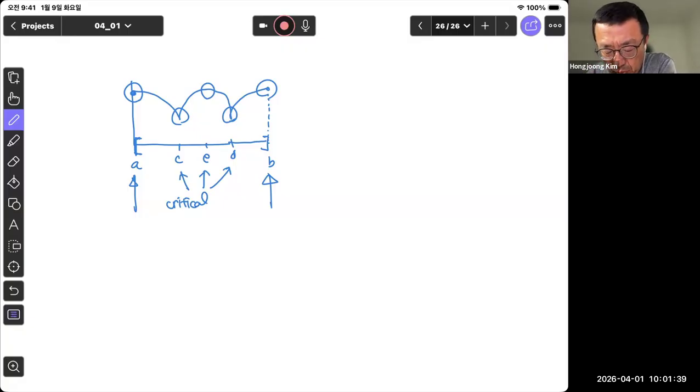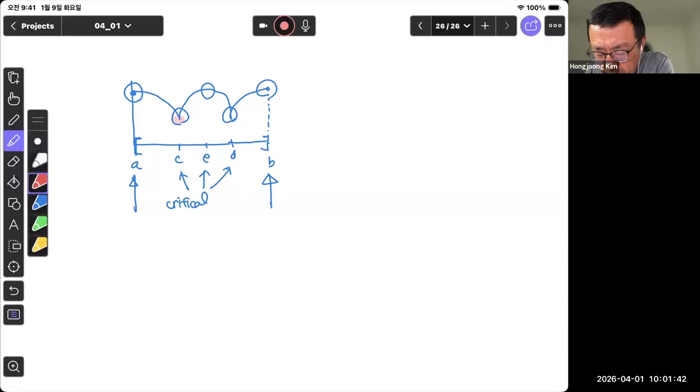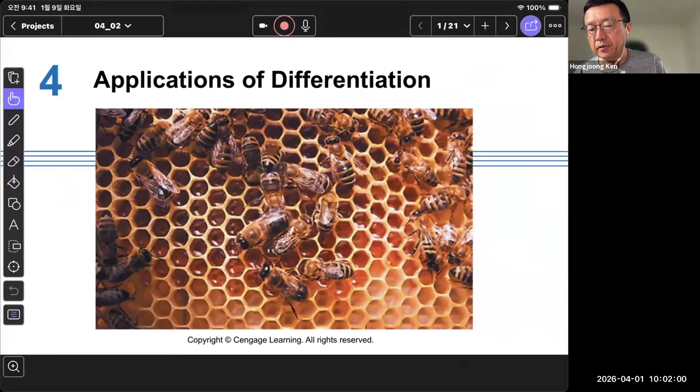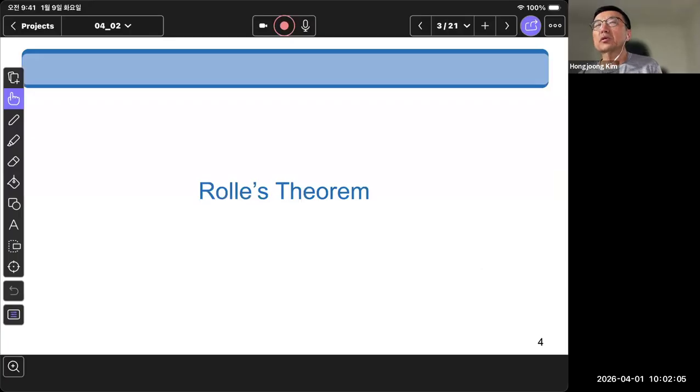Okay, so you must include C and D where your function is not differentiable, because that is still a critical number. Okay, so that's section 1 of chapter 4. And then we want to consider two important theorems called Rolle's theorem and the mean value theorem.